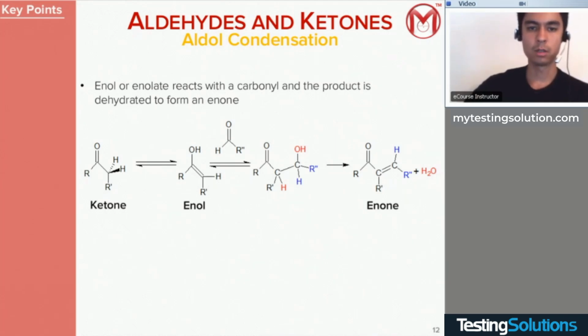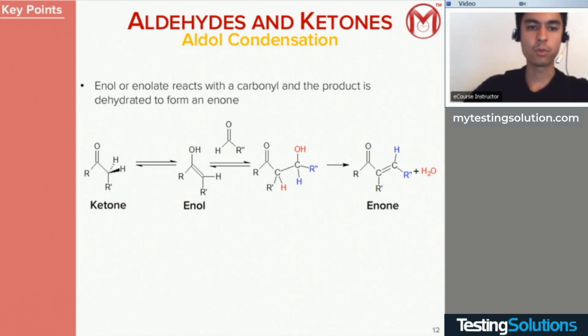Okay? Not an enol, which is an alkene alcohol, but an enone, which would be a ketone or aldehyde, potentially, with an alkene. Okay? So let's look at and examine how this reaction occurs.